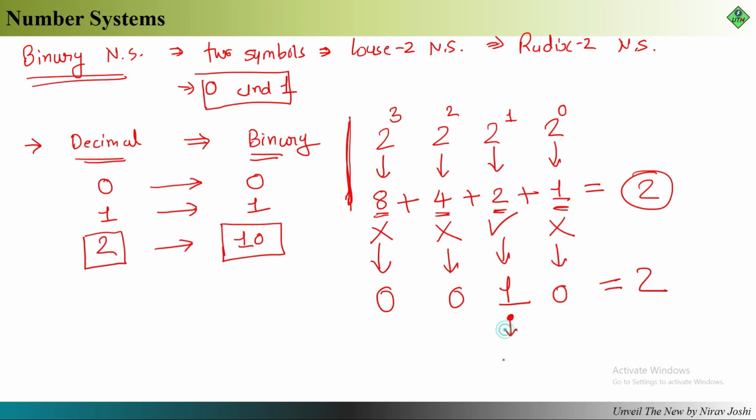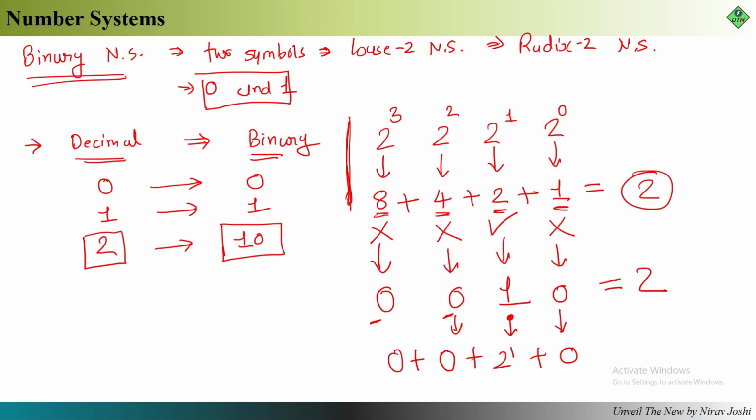This 1 represents the power 2 to the 1. So this 1 represents 2. This 0 represents 2 to the power 0. But as the value is 0, it will not be counted. Right? This 0 represents 2 to the power 2, but as the value is 0, it will not be counted. So it will be read as 0. This 0 represents 2 to the power 3, but as the value is 0, it will not be considered. It will be read as 0.